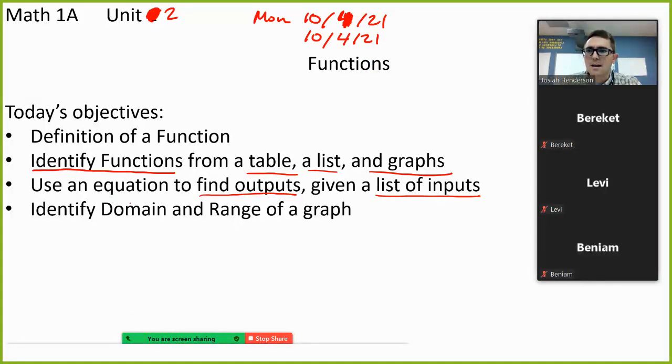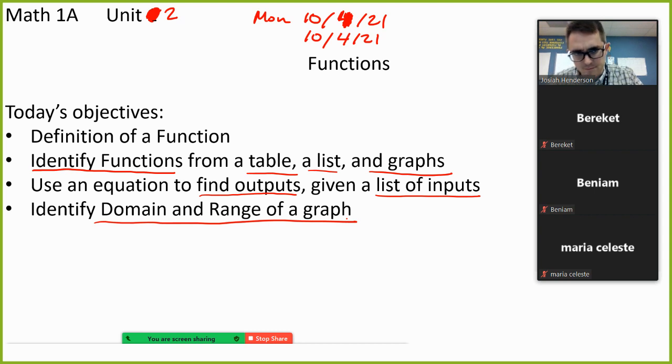And then lastly, we talked about domain and range last week, but I want to identify domain and range from a graph. So identify domain and range from a graph. I don't think we've done that yet. So those are four main objectives for today.